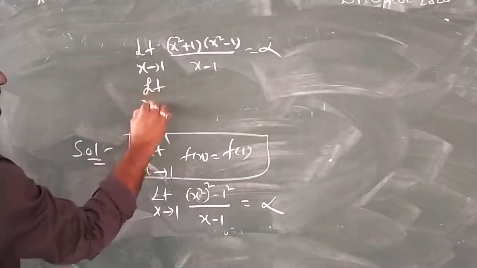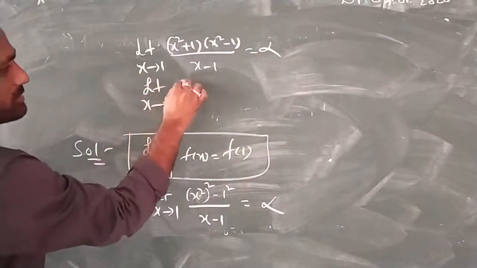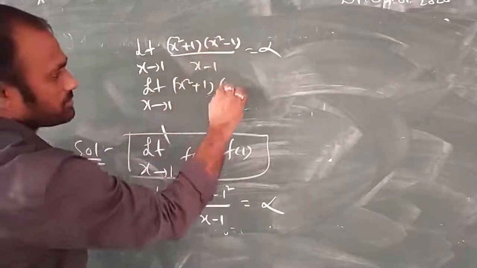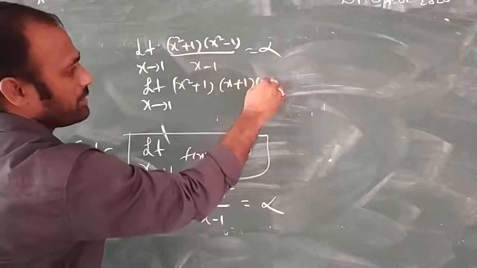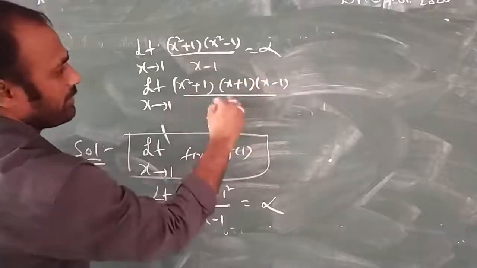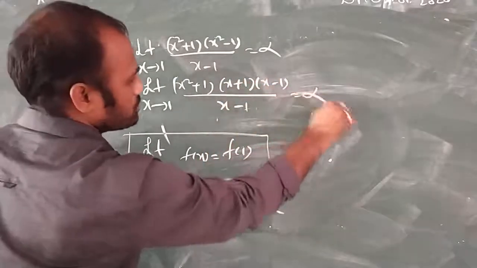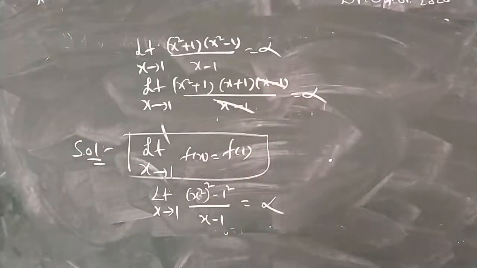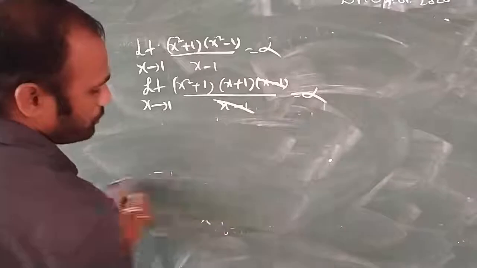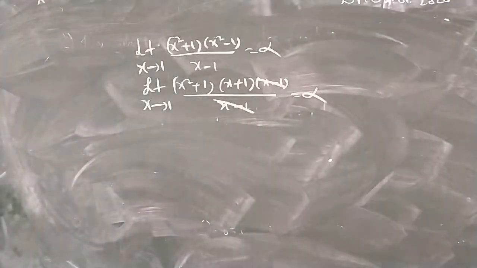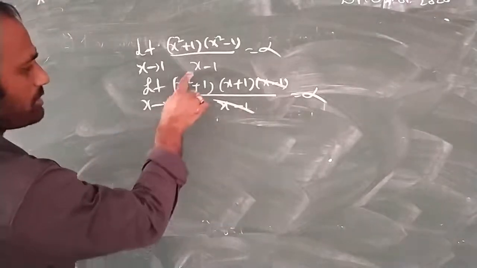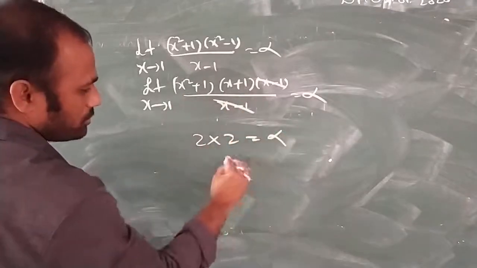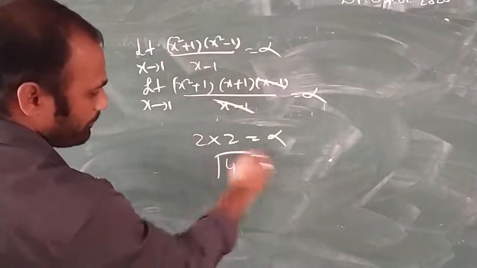So in the further step, limit x tends to 1, x square plus 1. Again we can split it in terms of a square minus b square, as a plus b into a minus b divided by x minus 1 equals alpha. So x minus 1 gets cancelled. Now if I substitute 1, it will be 1 square plus 1 which is 2, into 1 plus 1, 2. So the alpha value is 4.